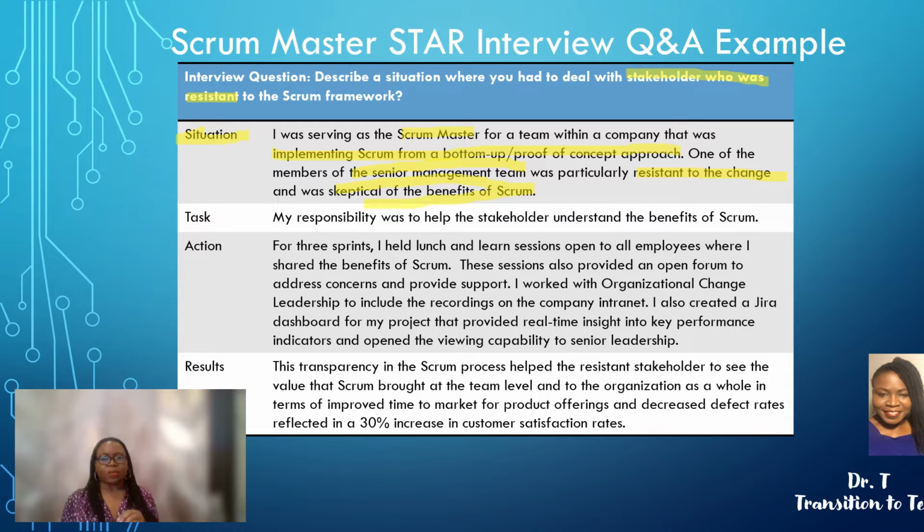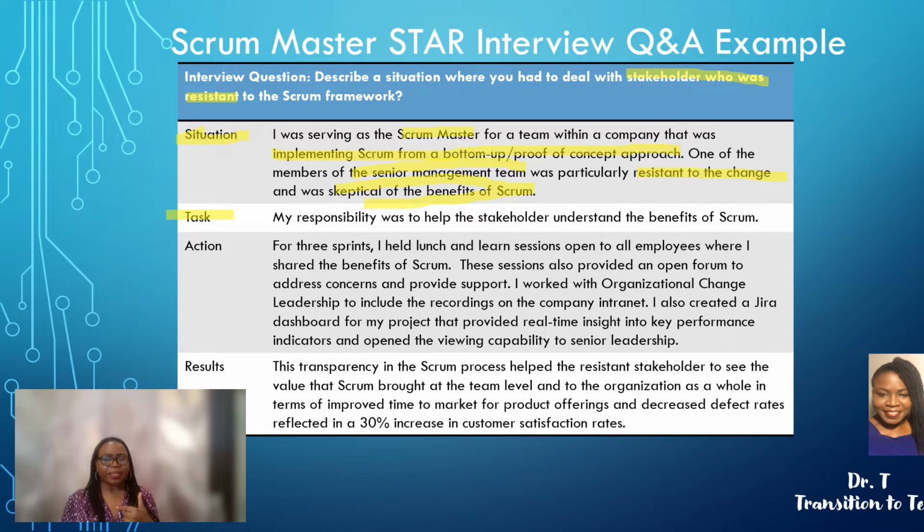Okay, so there was a bottom-up approach, so no real launch or real sponsor identified, no senior manager saying this is what we will do. This is being implemented at the team level and you're leading that team level effort. Also, there's a senior manager who is resistant to change, is change averse, and now that makes him skeptical of Scrum. So that's the situation that you're painting, and that's a situation that should be resolved in your results area. But let's make our way there.